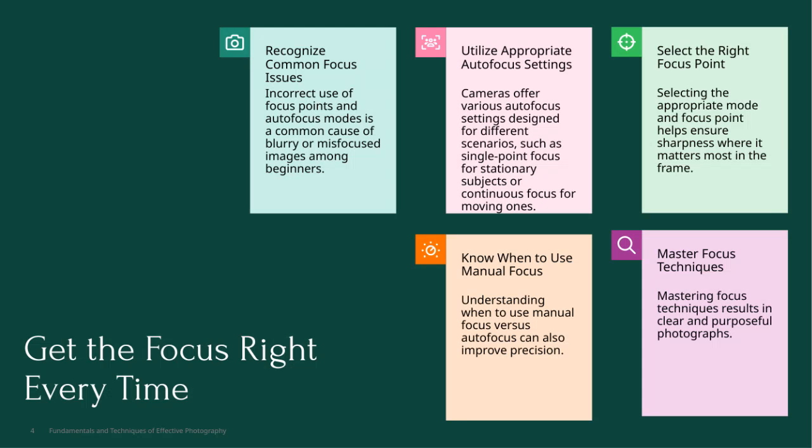One of the biggest challenges photographers face is getting the focus right every time. A common mistake, especially among beginners, is using the wrong focus points or autofocus modes, which often leads to blurry or misfocused images. To avoid this, it's important to understand the different autofocus settings your camera offers. For example, single-point focus is ideal for stationary subjects, while continuous focus works best for tracking moving ones.